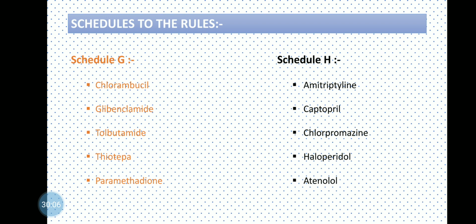Then next, that is Schedule H. In Schedule H also, a list of drugs has been specified, like amitriptyline, captopril, chlorpromazine, atenolol, haloperidol, dapsone, etc. These drugs are to be sold by a retailer on the prescription of a registered medical practitioner only.